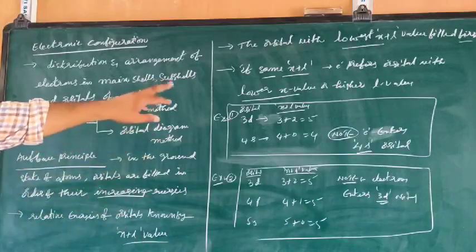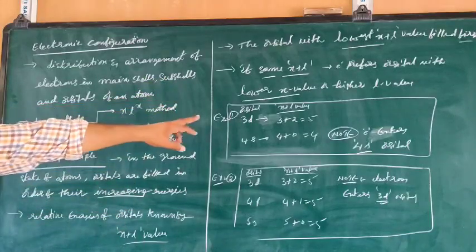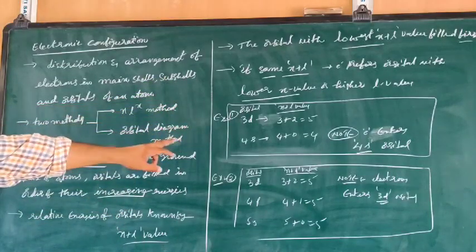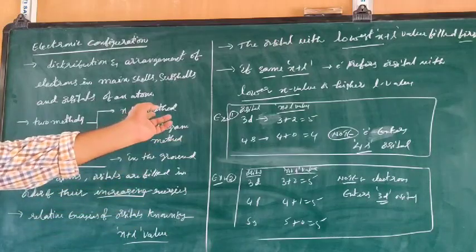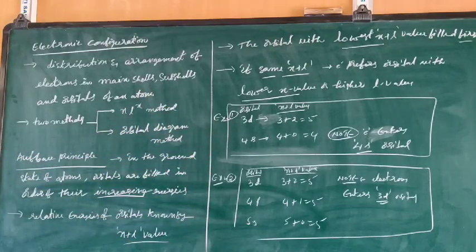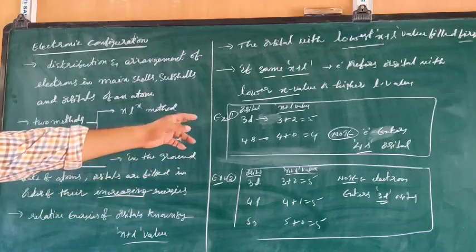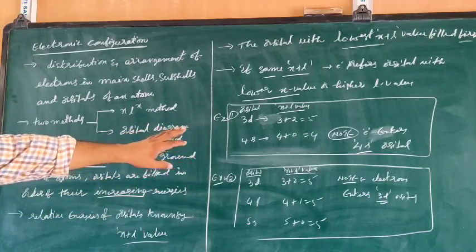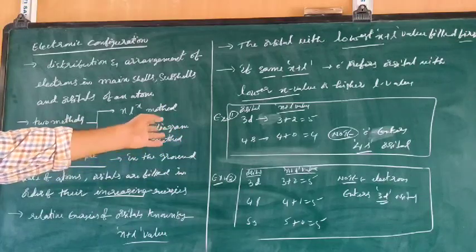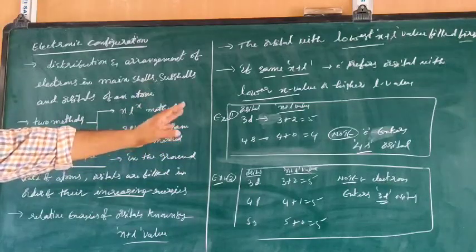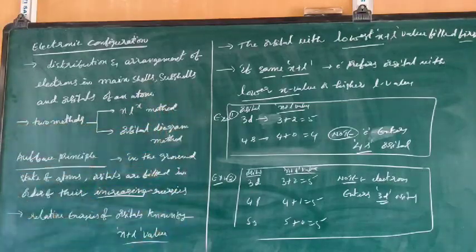The n plus l value for 3d orbital is 3 plus 2, that is equal to 5. For 4s orbital, 4 plus 0, that is equal to 4. So here the electron prefers to enter the 4s orbital first only because it has the lowest n plus l value. So if you consider 3d and 4s orbital, 4s has a lower n plus l value, so the electron enters into the 4s orbital only.